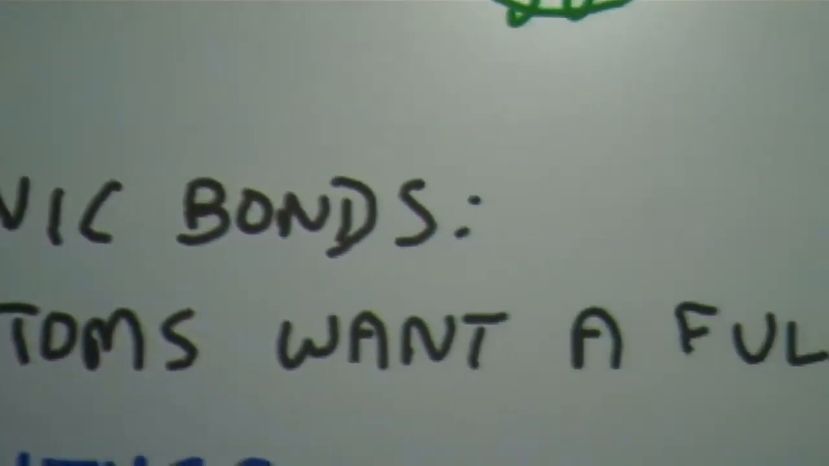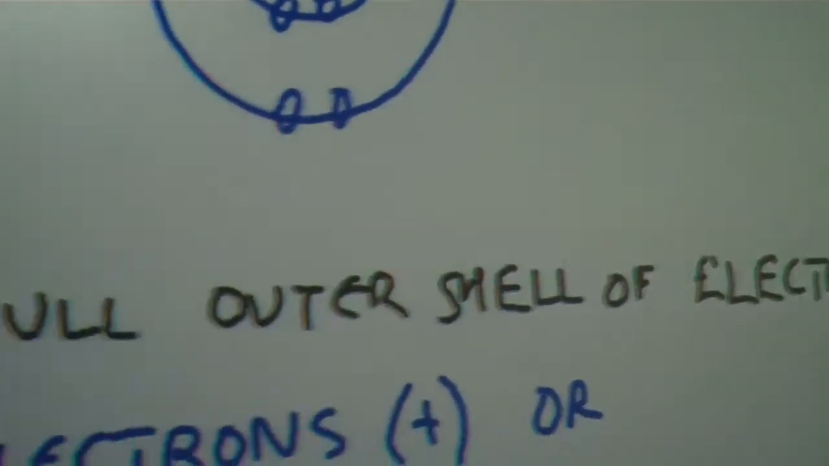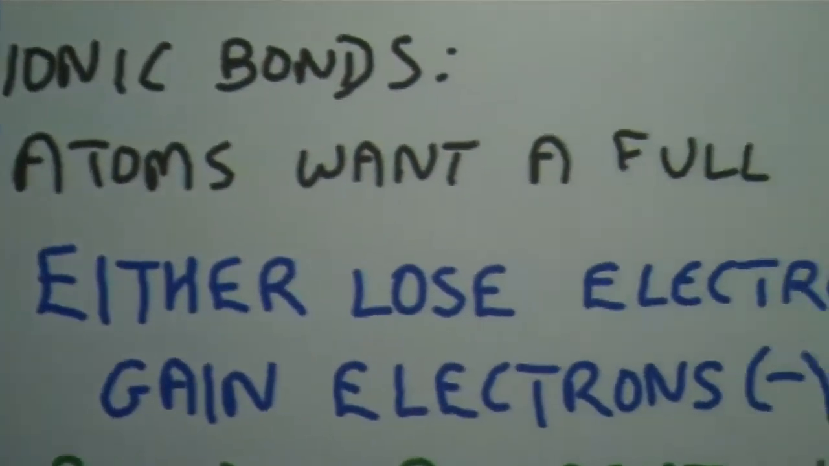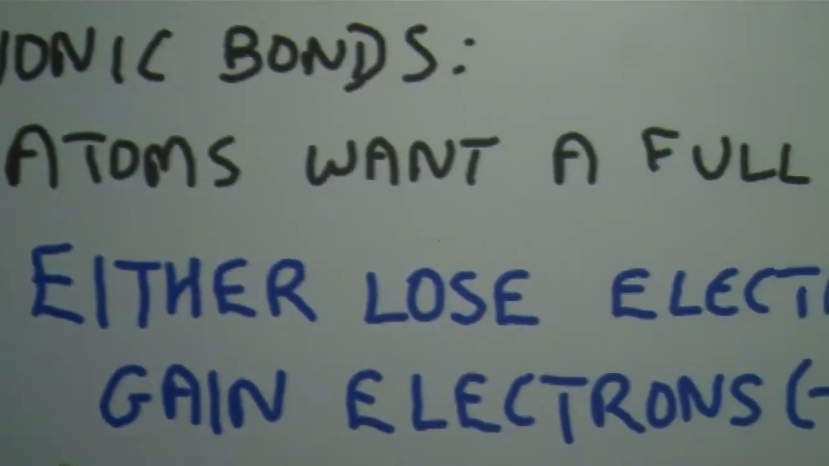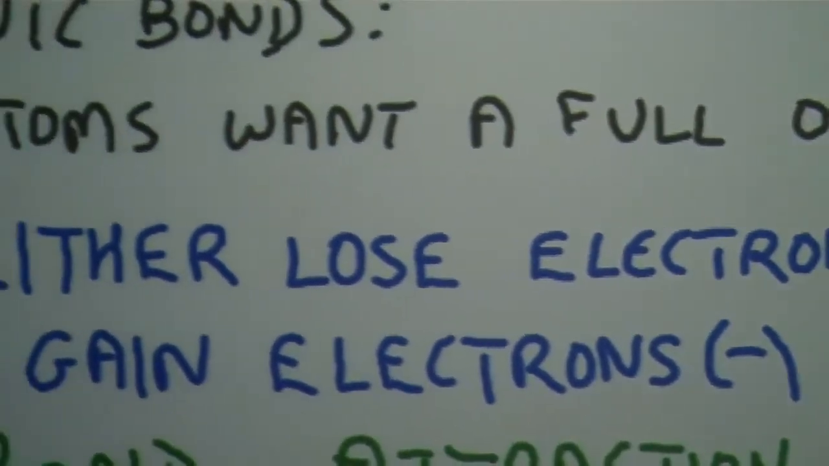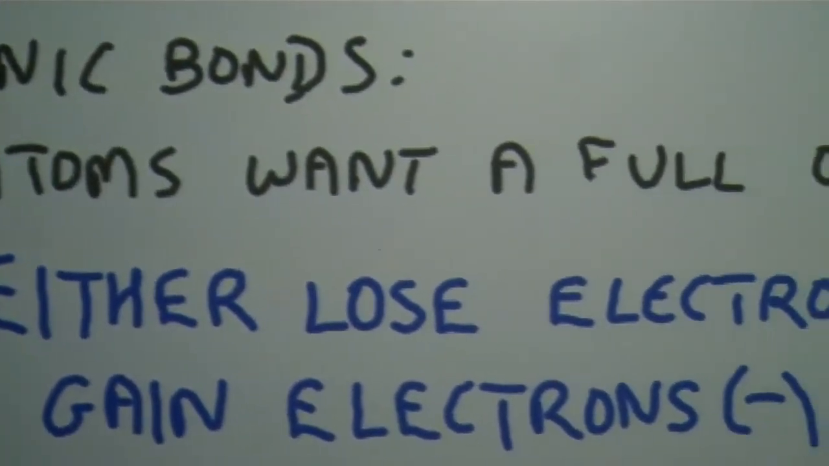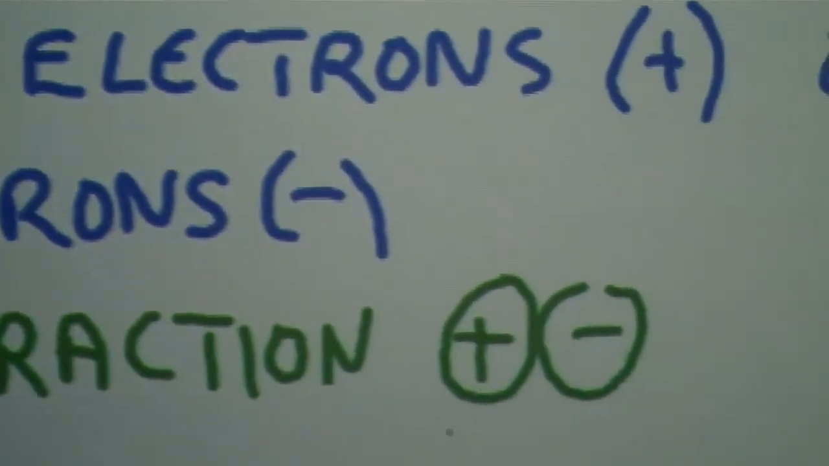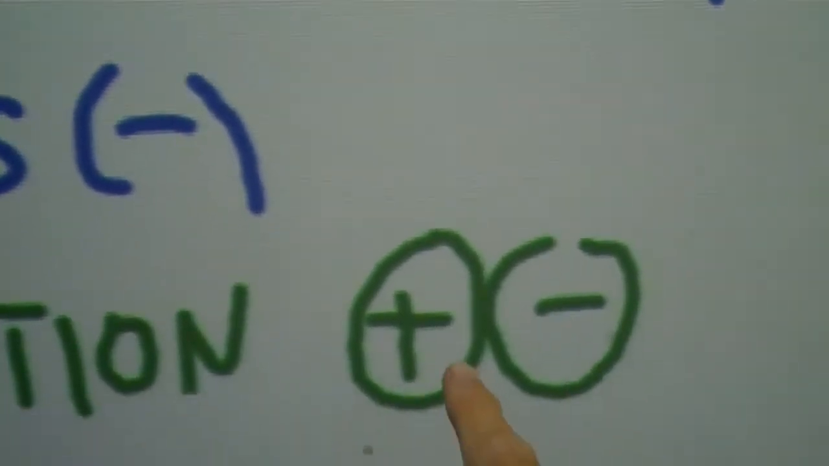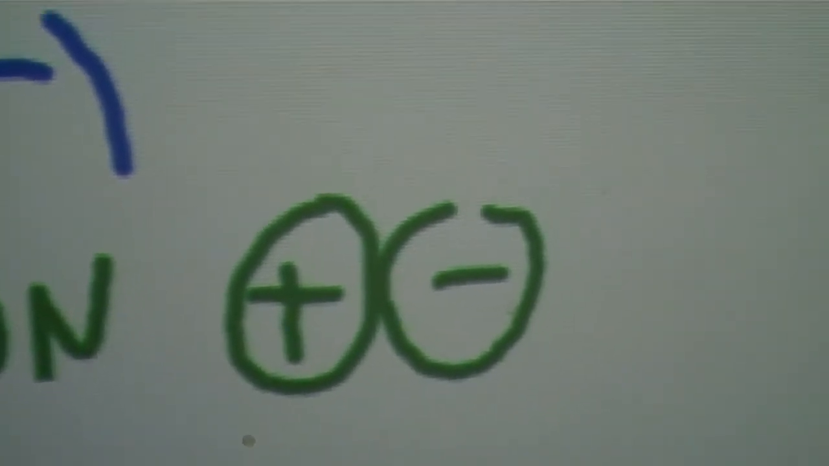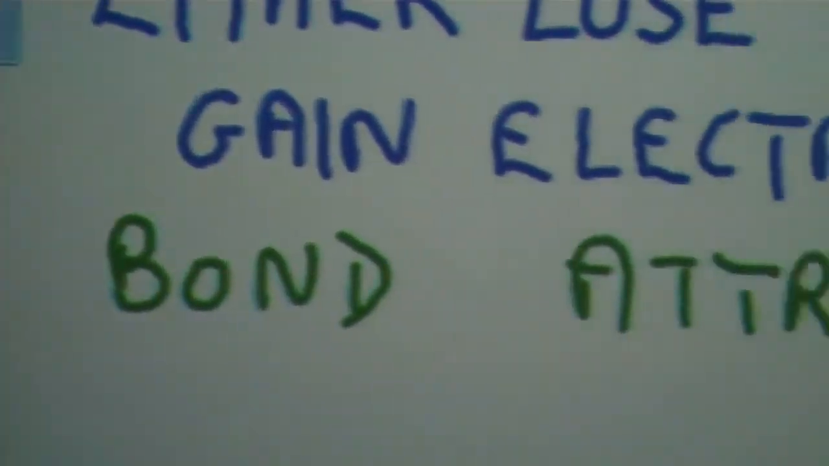So it appears that the noble gases don't form bonds with other atoms because they have a full outer shell. Now, in ionic bonds, the atoms want to become like the noble gases. They want a full outer shell of electrons. They can do this by either losing electrons, in which case they end up with a positive charge, or gaining electrons, in which case they end up with a negative charge. So if one atom gives an electron to another atom, one of the atoms is positive and one is negative. There is attraction between positives and negatives, and this is the ionic bond. This is what holds these, which are called ions, together.